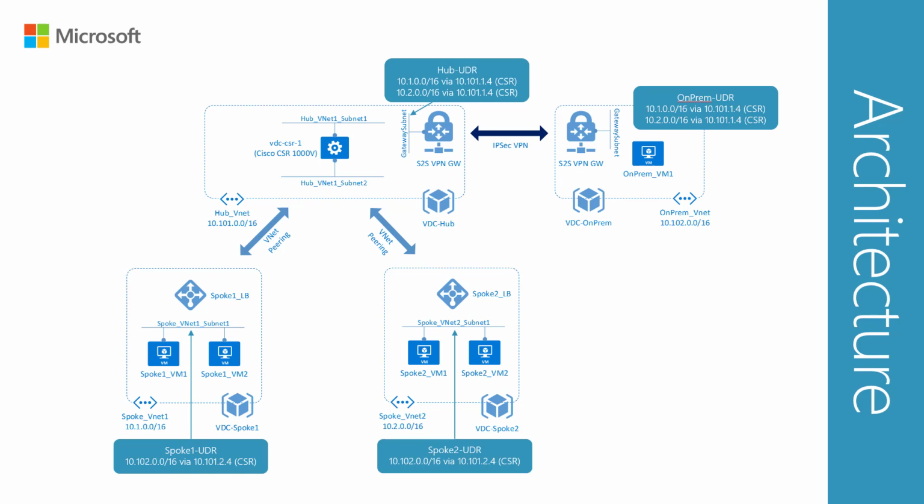Yeah, exactly. So we want to configure the user-defined routes to allow traffic to flow from the virtual machines residing in the spoke VNets to the VM in the on-premises VNet, and vice versa. And this traffic will flow via the Cisco router in the hub VNet. Awesome. Let's jump back into the portal and get this configured.